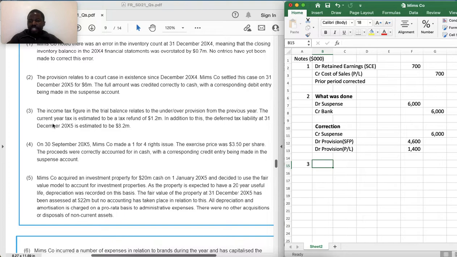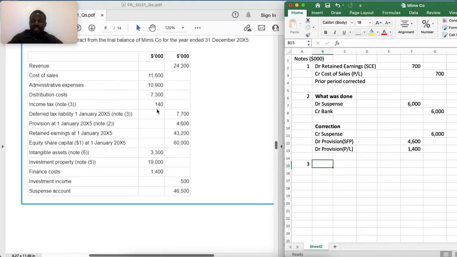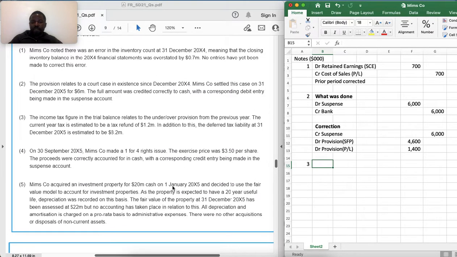Note number 3, we are saying the income tax figure in the trial balance relates to the under or over provision from the previous year. This is the figure that we are talking about, income statement 140. So this 140 means it's an under provision, so we need to expense it this year. So that is good. We'll expense it when we come to the statement of profit or loss. Now let's go down to that note.